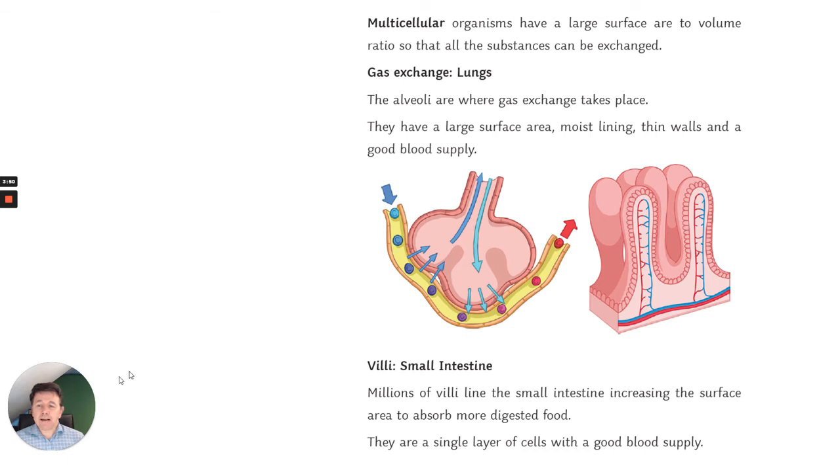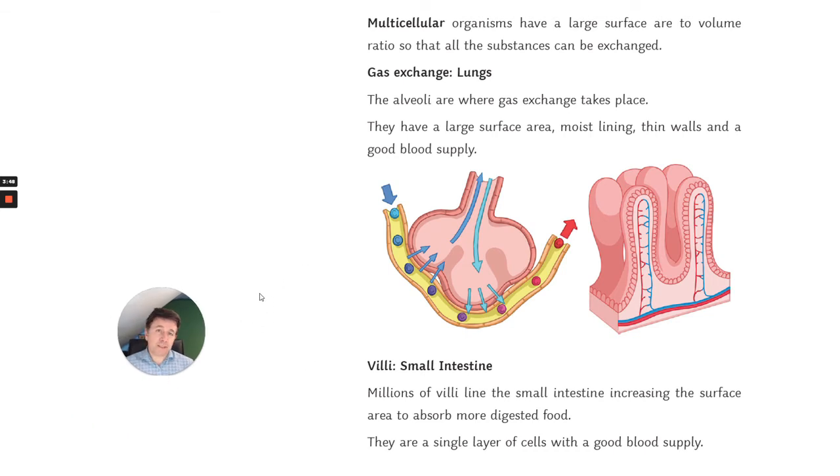In the exam, there could be four different examples. In humans, it's the lungs and the villi, then in plants, you're going to look at the leaf, and in fish, you need to look at fish gills. Multicellular organisms have a large surface area to volume ratio. In lungs, you have many millions of alveoli. They've got a massive surface area, they're thin, and they've got a really good blood supply. You can see the blood moving past the alveoli.